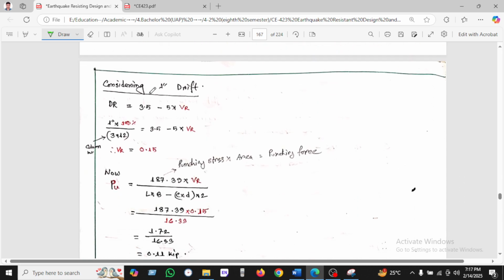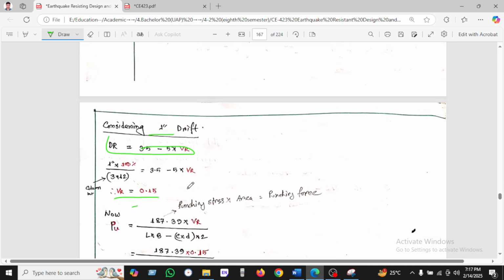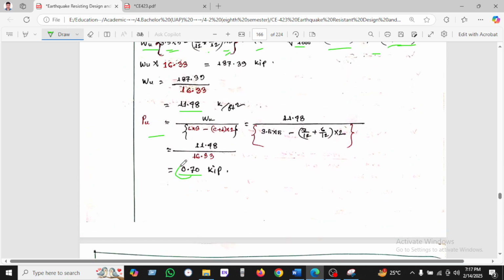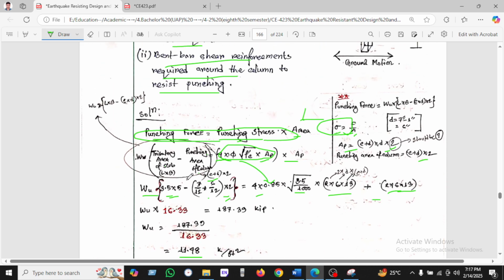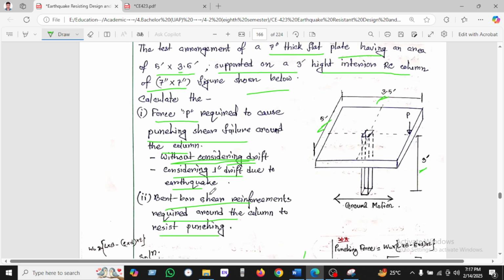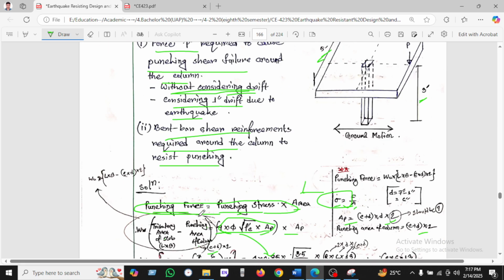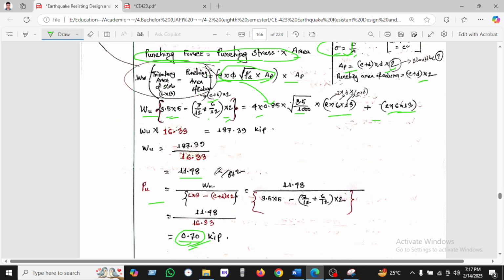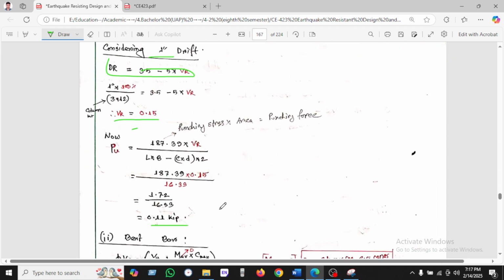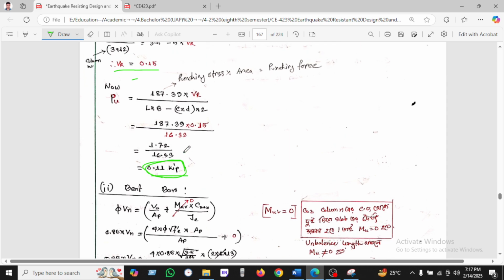Now we are considering 1 inch drift, so we are using this formula and found here, and punching will be 0.11 k. Previously it was 0.40 k. When we consider it without drift, then it will fail at 0.70 k. When we are considering 1 inch drift, then it will be 0.11 kip.